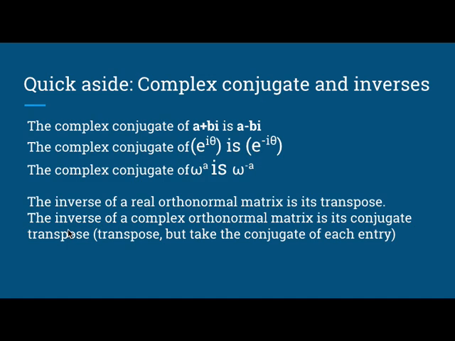All right. Now, quick aside, complex conjugates and inverses. So the complex conjugate of a plus bi is a minus bi. Straightforward, just replace this plus with a minus. The complex conjugate of e to the power i theta is e to the power minus i theta. The complex conjugate of omega to the power a is omega to the power minus a. Right? So just sort of put minuses in some places. That's the complex conjugate of a complex number.